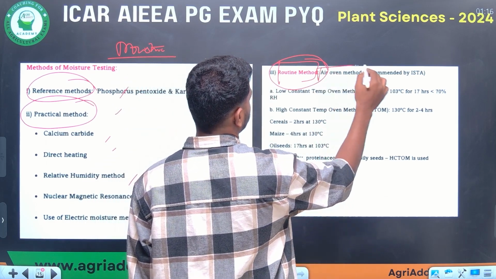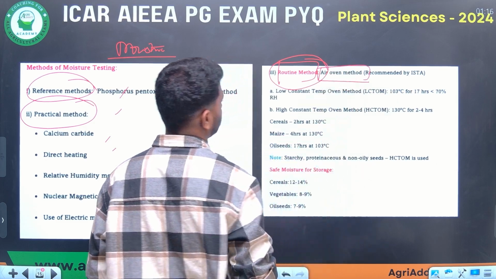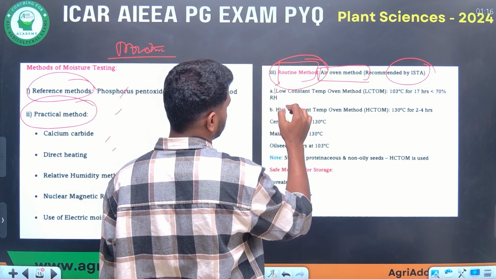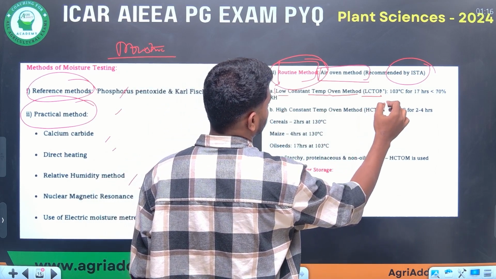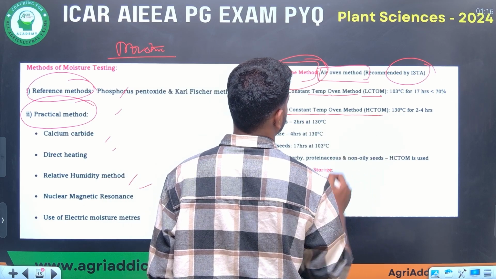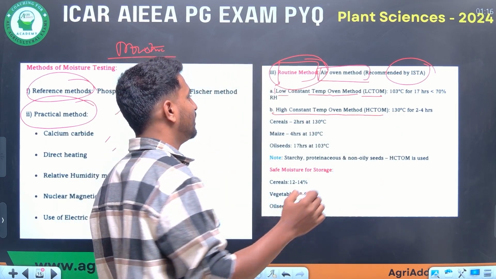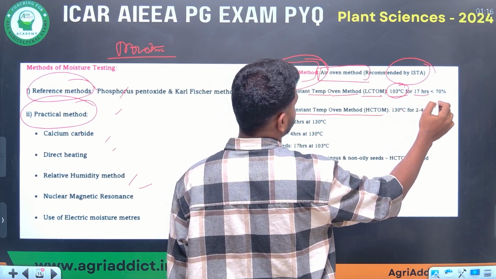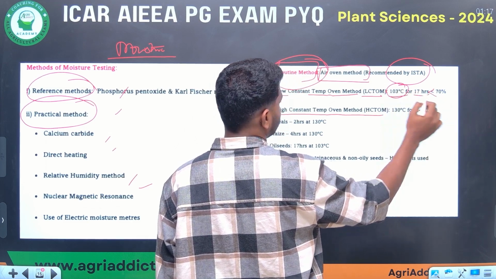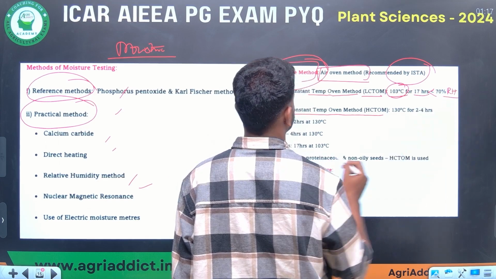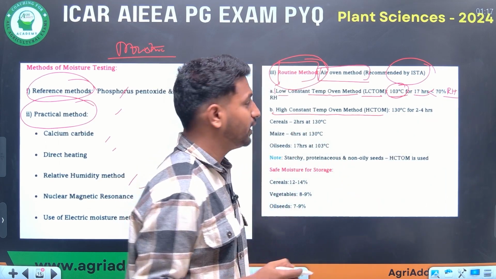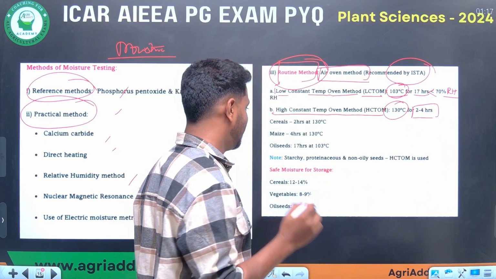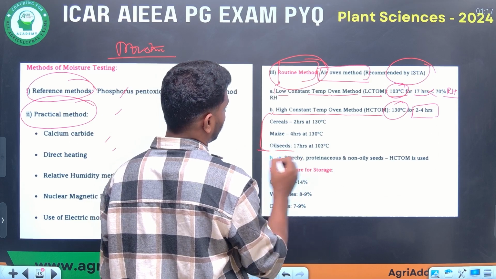So what is the method? It is the hot air oven method or air oven method, which is recommended by ISTA. And it has 2 different types: low constant temperature oven method, LCTOM, and high constant temperature oven method. Here the difference is in terms of temperature. In the low constant it is 103 degrees Celsius for 17 hours for less than 70% RH, and for the high constant temperature oven method it is 130 degrees Celsius for just 2 to 4 hours. And this is for cereals, maize and oilseeds.